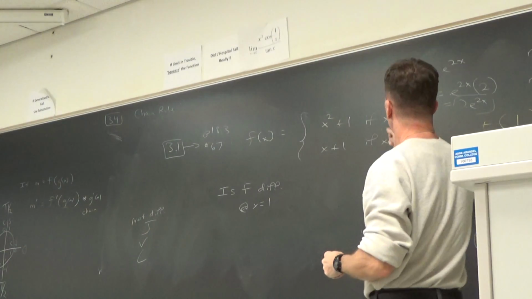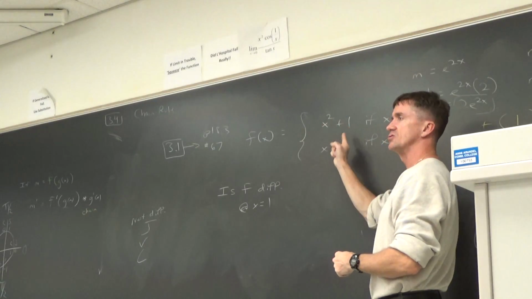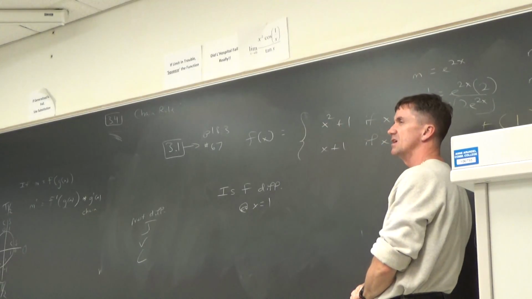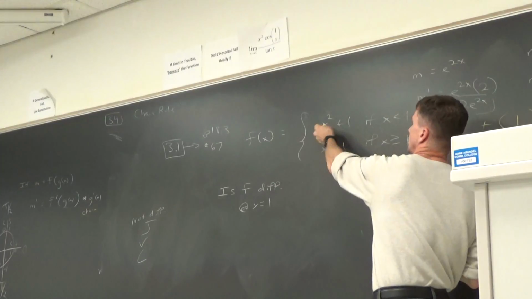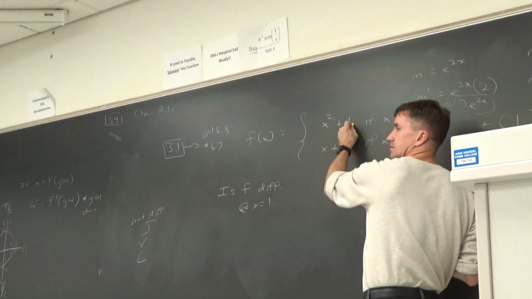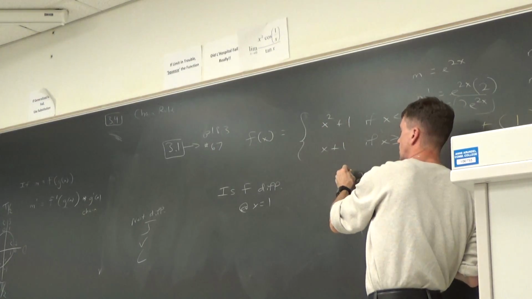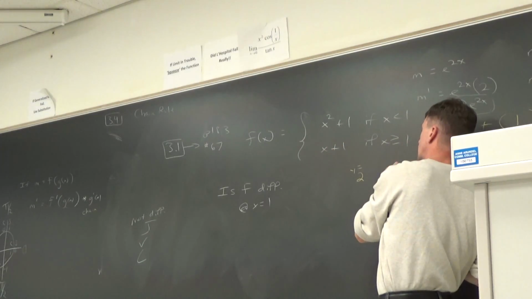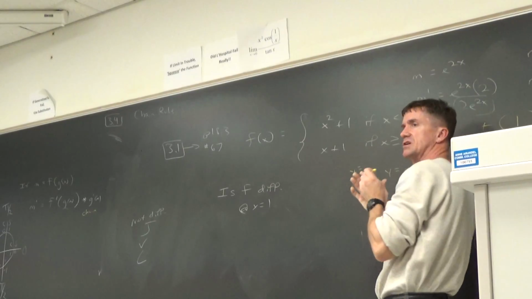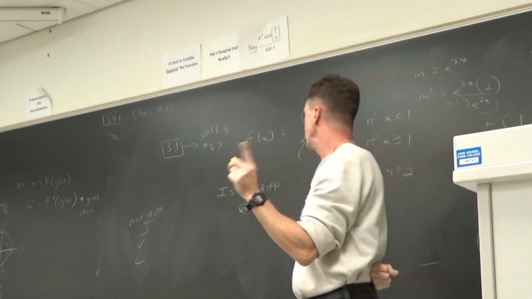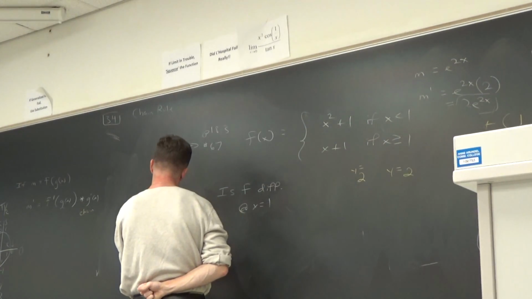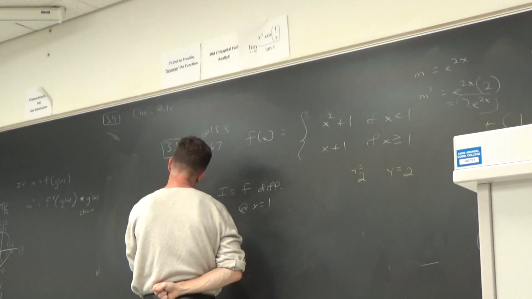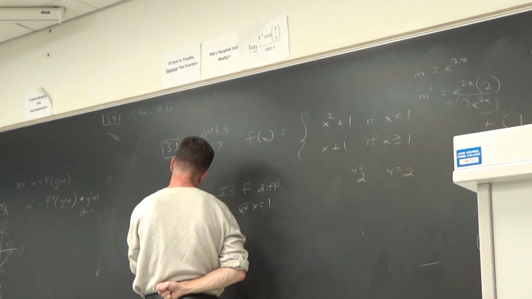How do you do that? Plug a 1 in. Make sure these numbers match here. Do they? Yep. Plug a 1 in here. What do you get? What's the y value? 2. All right, 2. All right, plug a 1 in here. What do you get? Same 2. At x equal to 1, it's connected. All right, so right now we do know it's continuous. I'm just going to make a note. Continuous, yes, at x equal to 1.